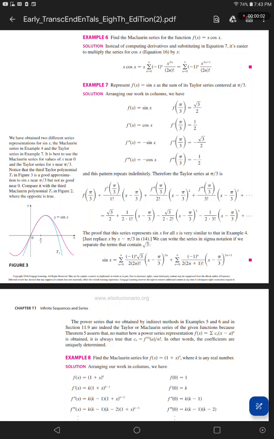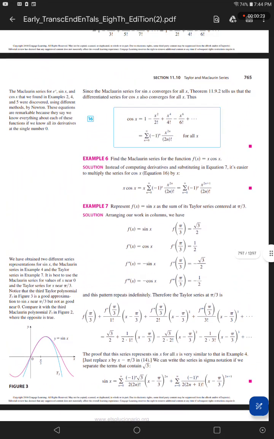Example 6. Find the Maclaurin series for the function f(x) = x cos x. Solution. Instead of computing derivatives and substituting in equation 7, it's easier to multiply the series for cosine of x, equation 16, by x.